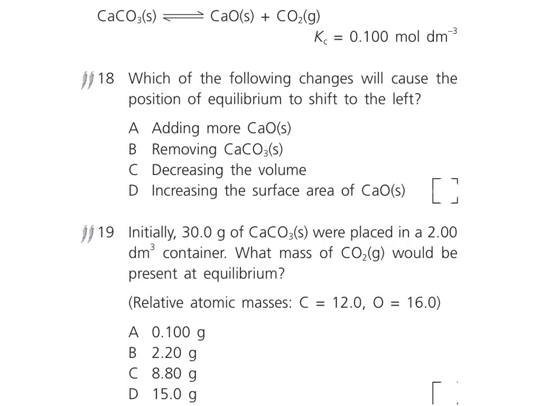Calcium carbonate, calcium oxide, CO2, and again this is heterogeneous equilibria. There are solids and gases involved. Which of the following would cause the shift to the left? Adding solid, nope. Removing solid, nope. Decreasing the volume, that would raise the pressure. The system would try to lower pressure by reducing the amount of gas, and since the gas here is on the right, that would cause a shift backwards to the left.